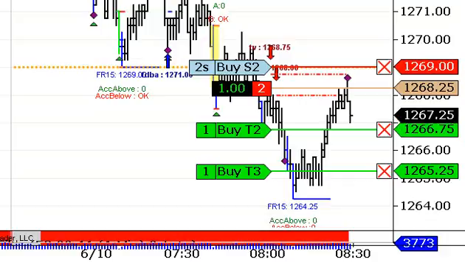So our protective buy stop has been dropped from 1269.75 down to 1269. If the market should turn around here and rally on us and hit 1269, we would lose 3 ticks on 2 contracts. As you can see, the protective buy stop, that blue tag says buy S2, and the S2 just means that it's a stop order for 2 contracts at 1269.